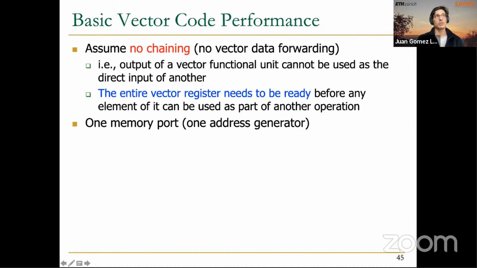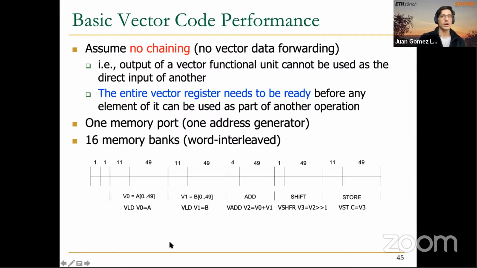And if we execute our code using the latencies that we have seen in the previous slide, and assuming that the vector length is equal to 50, we will see that it looks something like this. First of all, 2 cycles to load the vector length and the vector stride. Then we pay 11 cycles for the access to element A0, then 49 cycles, which is vector length minus 1, then the access to array B, then we perform the additions, shift right, and store.